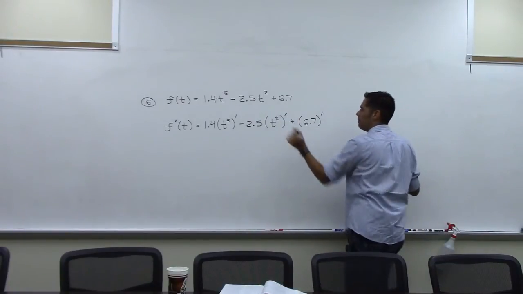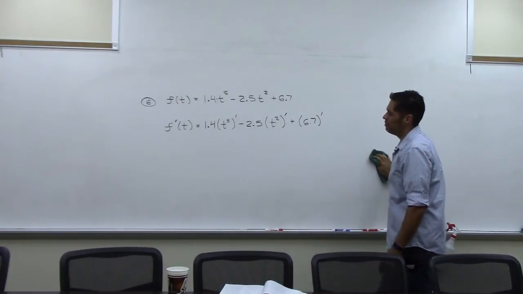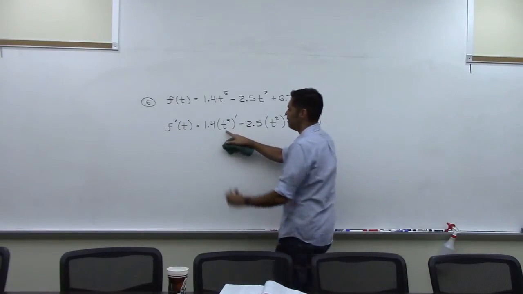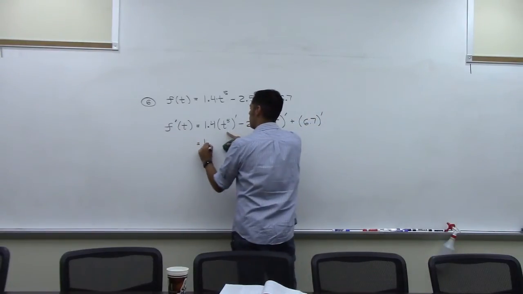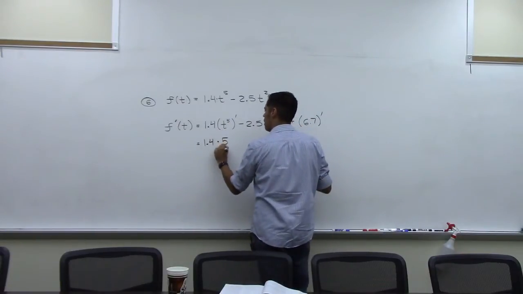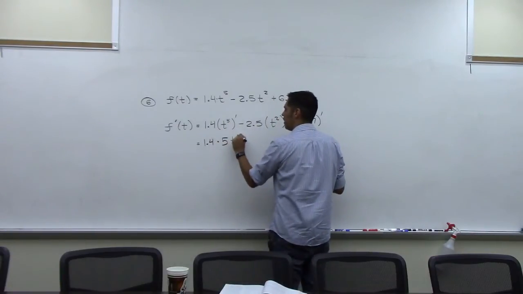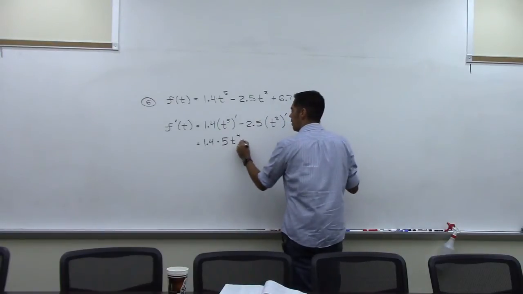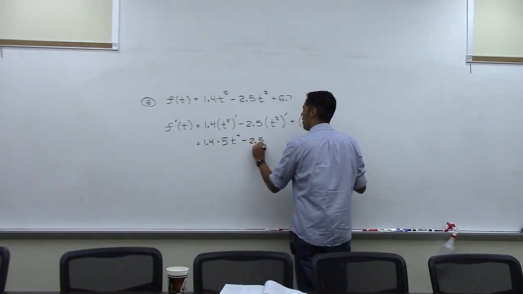I forgot my prime. All right, so the derivative of this, okay, I'm going to have 1.4 here. The derivative of this, the 5 comes down in front, and then we subtract 1 from 5 and get 4. Then we have minus 2.5, and then same thing here.